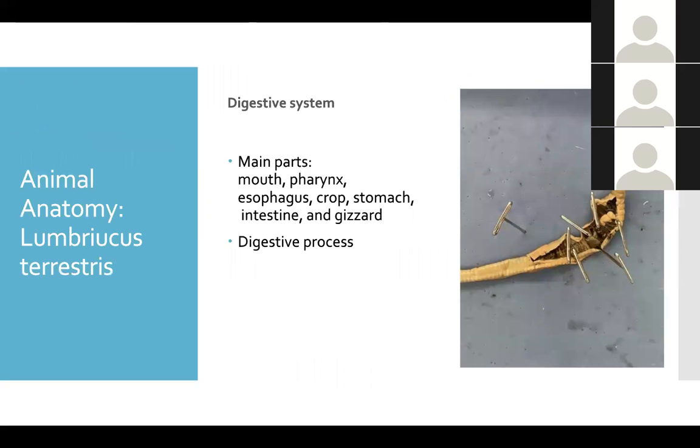The digestive system consists of the pharynx, the esophagus, the crop, the intestine, and the gizzard. The food enters through the mouth and is swallowed by the pharynx. It then passes through the esophagus, which has calciferous glands, to get rid of the excess calcium in the earthworm's body. After the food passes through the esophagus, it then moves to the crop and eventually passes into the gizzard.